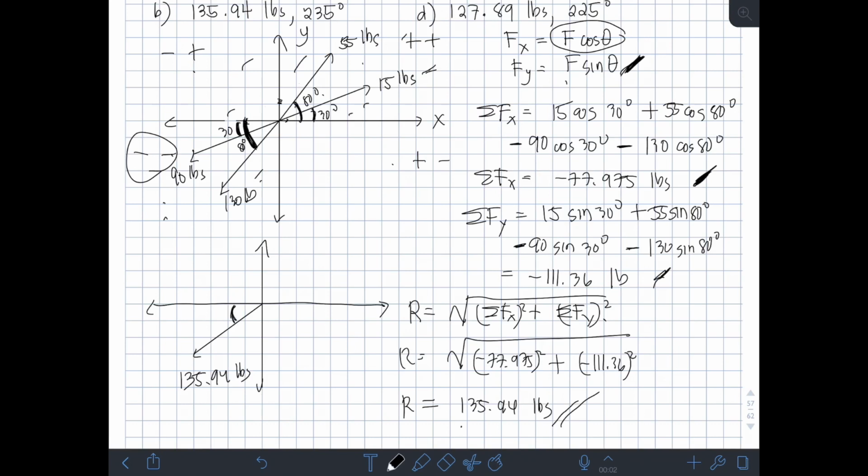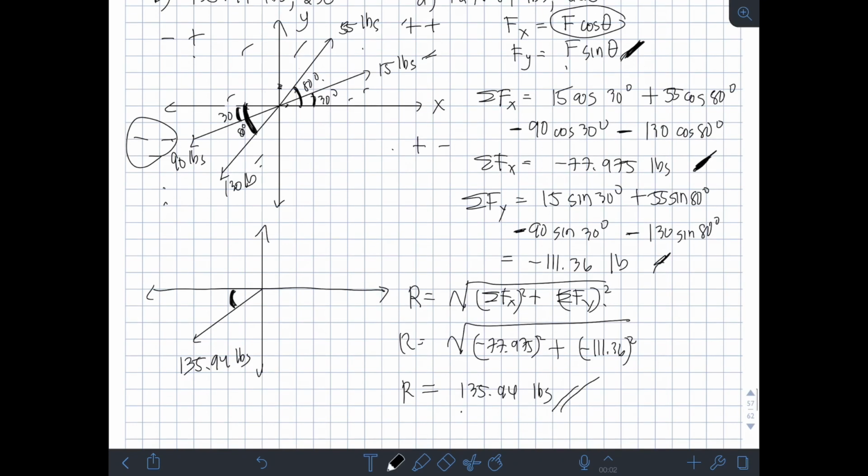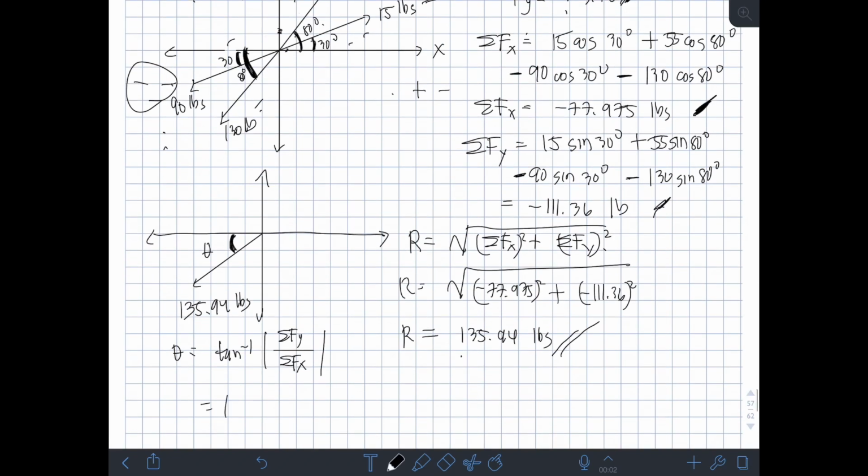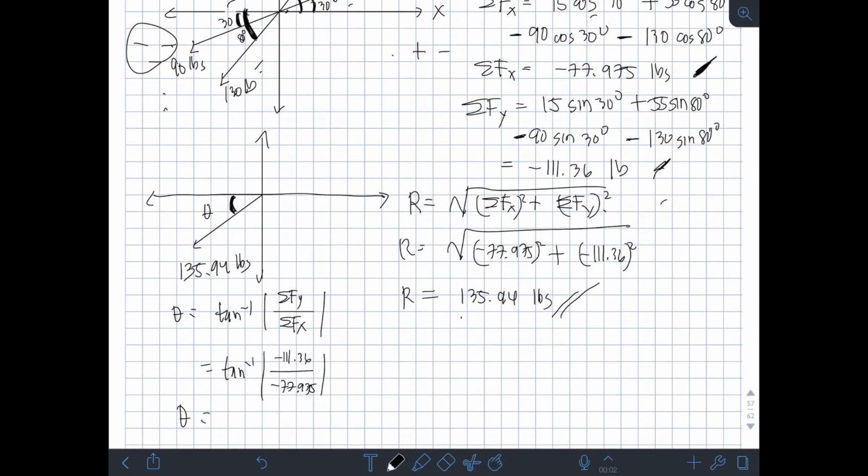And then, kukuhain natin tong angle na to with respect dito sa horizontal axis or x-axis. Ang formula is arctan. So, this one is the theta. Ang absolute value, yung na-compute natin na summation of x saka summation of y, summation of fy over summation of fx. So, equal yun saan? Arctan of absolute value of yung summation of fy is negative 11.36 and then yung summation ng fx is negative 77.975. So, using calculator, approximately ilan yan? 55 degree. So, this theta is 55 degree.